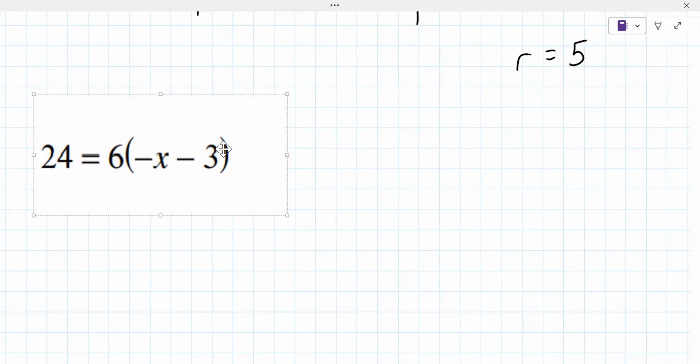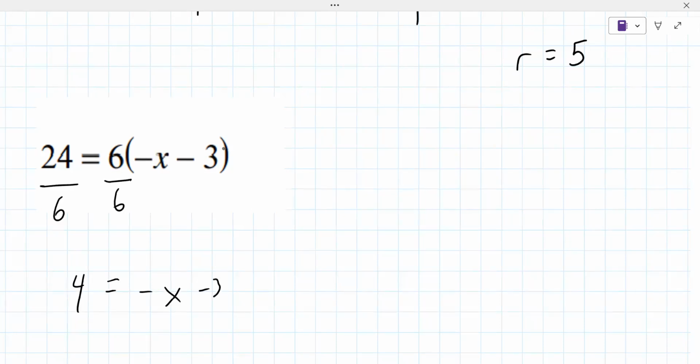X equals -9. 2 divided by 6, divided by 6, 4 equals -x minus 3. And you said -9? Oh, it'd be 7. Shoot, not 7. You said 7. I don't think that's what you meant.